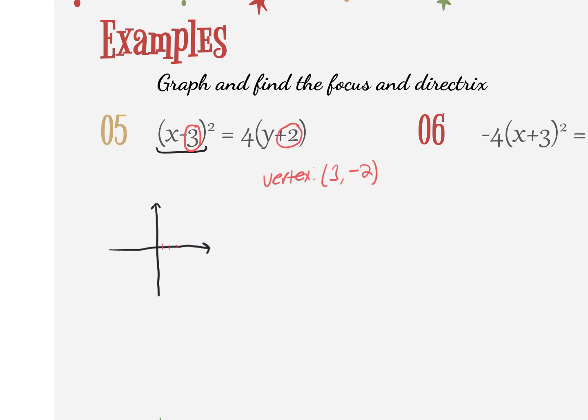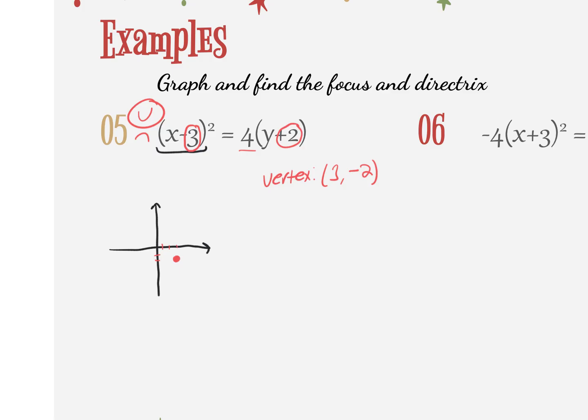So 1, 2, 3, 1, 2, and then I get a point right there, right? Because whatever's in front of our y is positive, I know it's going to open up, because x squared is an up-down parabola, but again, positive, it's opening up. So now let's find our p-value, and let's try to find the focus now.